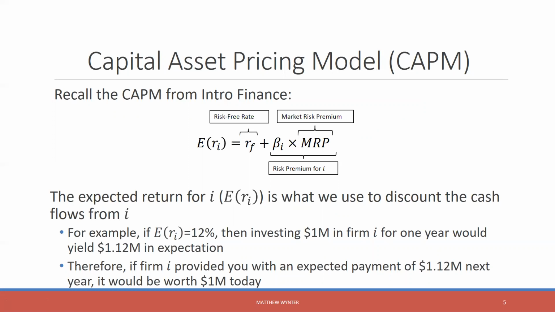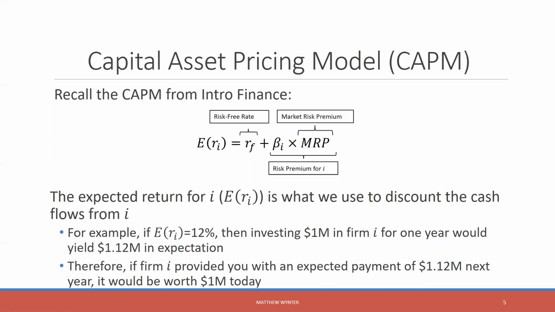Okay, recall from our CAPM equation in the intro finance course. On your left-hand side, you've got the expected return. On the right-hand side, you've got the risk-free rate plus beta multiplied by the market risk premium. The expected return for firm I is what we use to discount the cash flows for firm I.